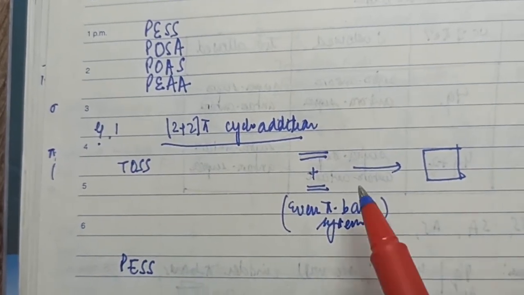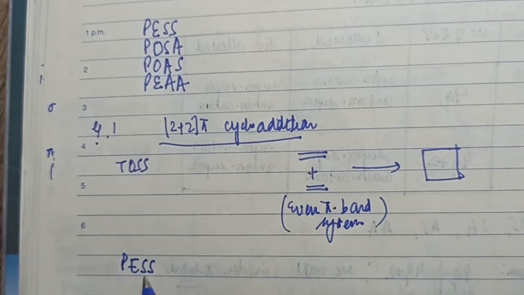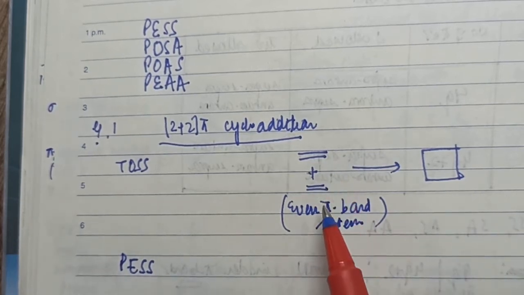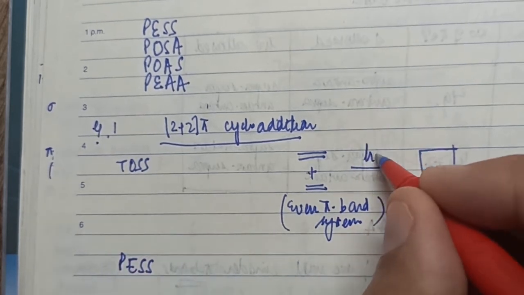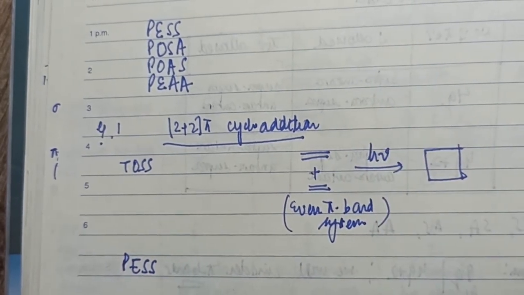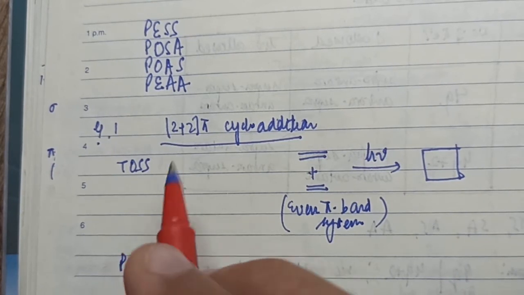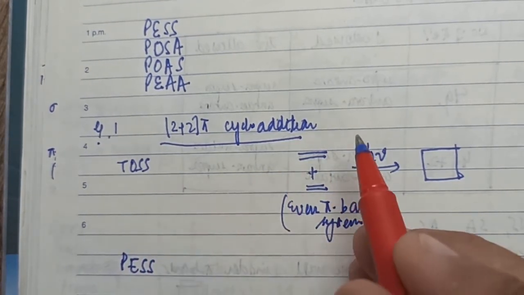This means that considering this reaction under supra-supra conditions, since it has an even number of pi bonds in the reaction, this reaction is P. That means this reaction is photochemically allowed. Right? This is how we convert the formula from one to the other and then use the system.